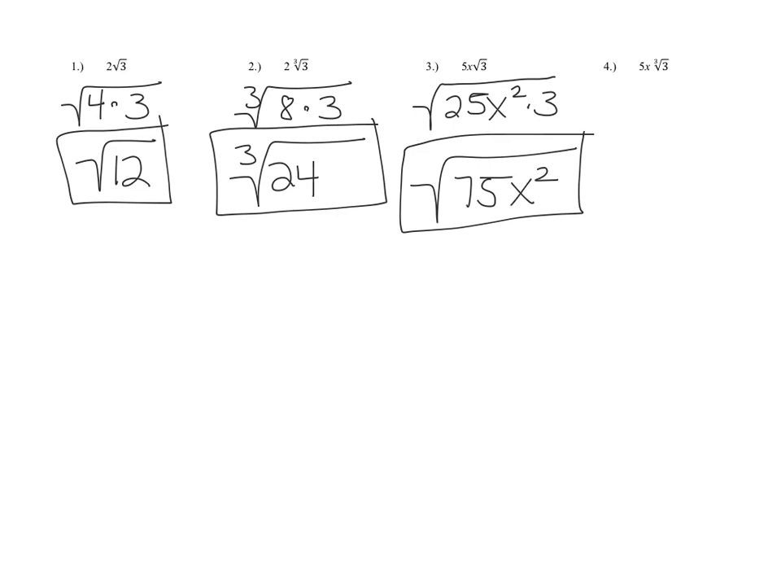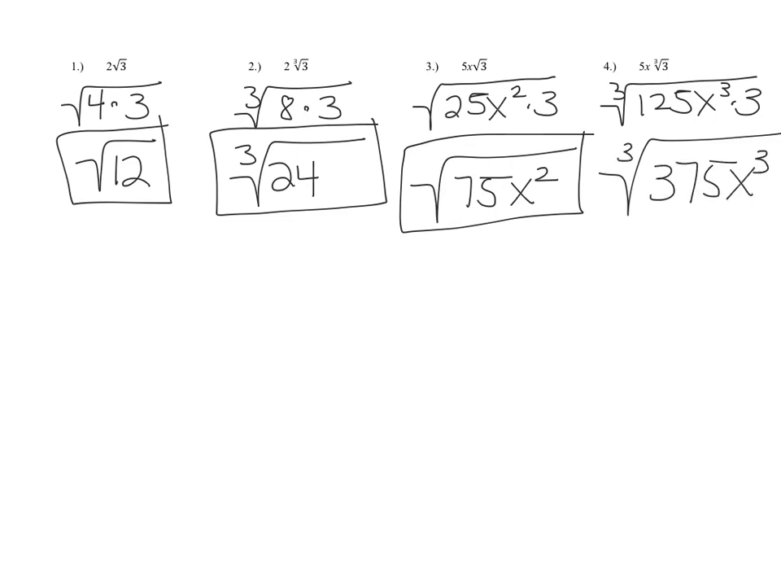Number 4, 5x cube root of 3. We'll cube the 5x. 5 cubed is 125. X cubed is x to the 3rd times 3. And then just multiply all that together. That's a cube root. And you get the cube root of 375 x to the 3rd. Done. If you think you have it, stop the video and try the next 2, or the next several.